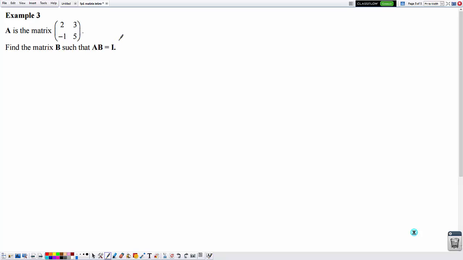And finally, example 3. A is the matrix 2, 3, minus 1, 5. And find the matrix B such that AB equals I. Okay, so essentially what we're looking for is its inverse. We're looking for a number so that when you multiply it by it, you get 1.